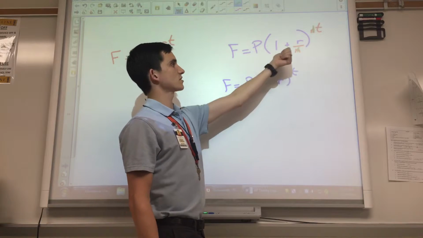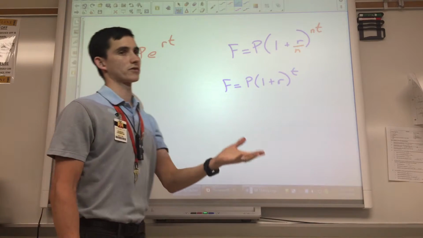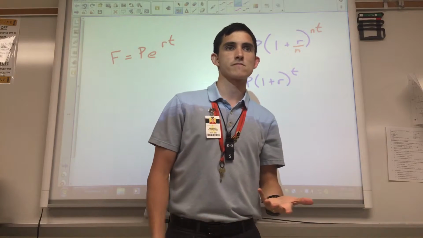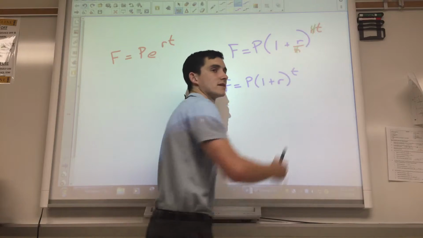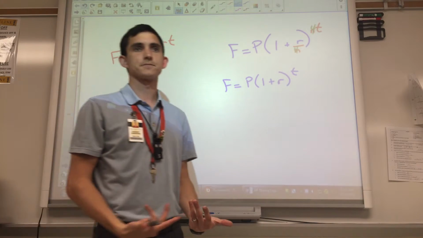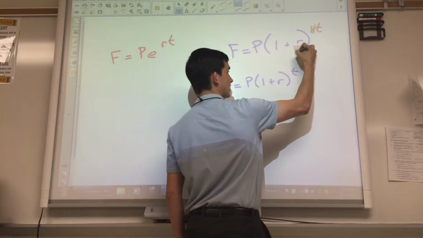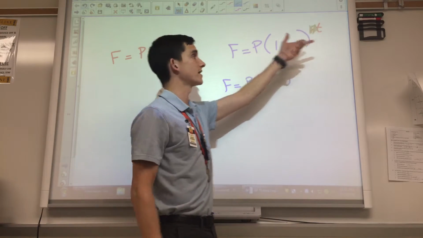But this equation right here, typically, sometimes things can be compounded quarterly. So how many quarters would happen in a year? 4. So then n is 4. And so you have 4 times t. Sometimes they compound monthly. How many months are in a year? 12. So n is 12. And then you have, it compounds 12 times every year, 12 times t, right?